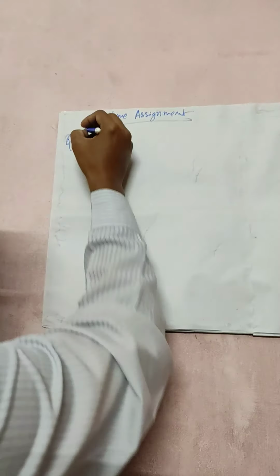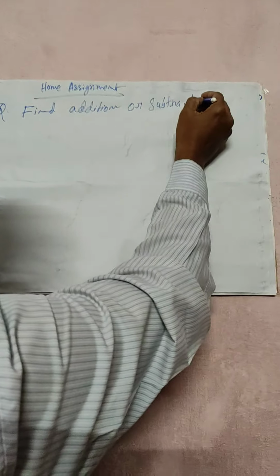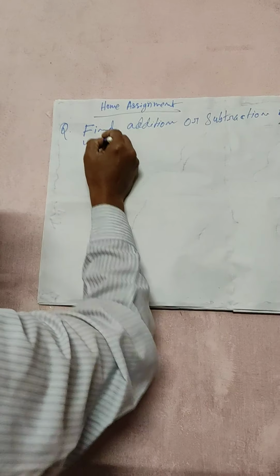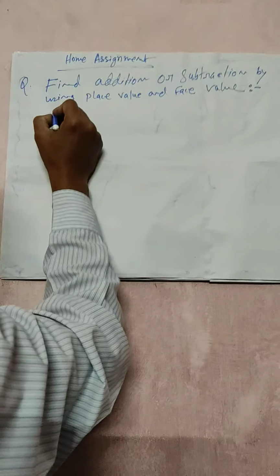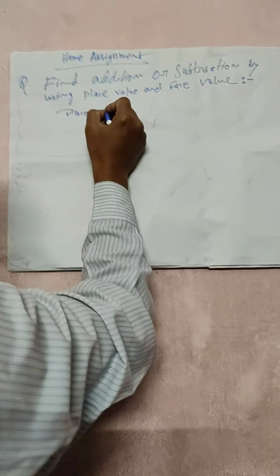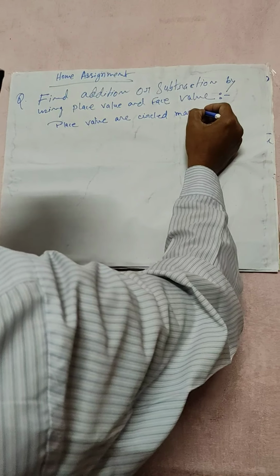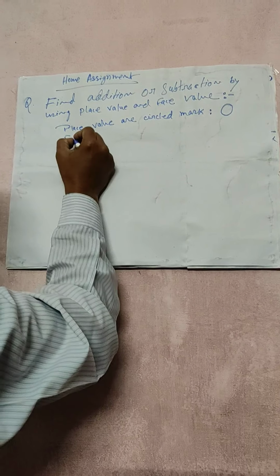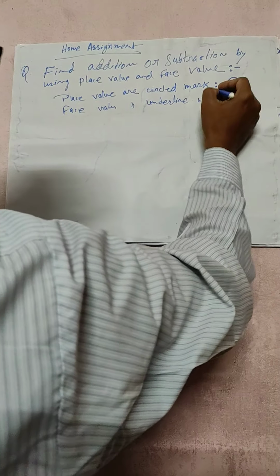What question I have written, I am writing here also. Find addition or subtraction by using place value and face value. So once again, place value digits are circled, and face value digits are underlined.